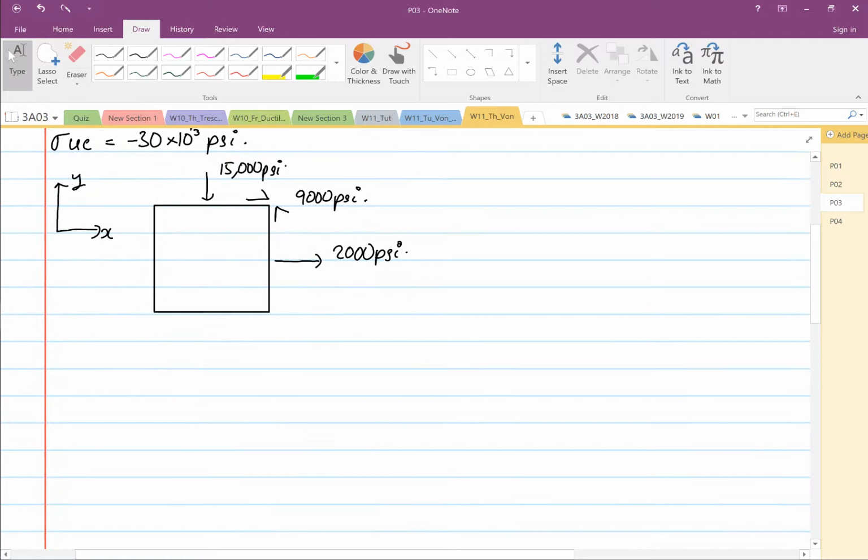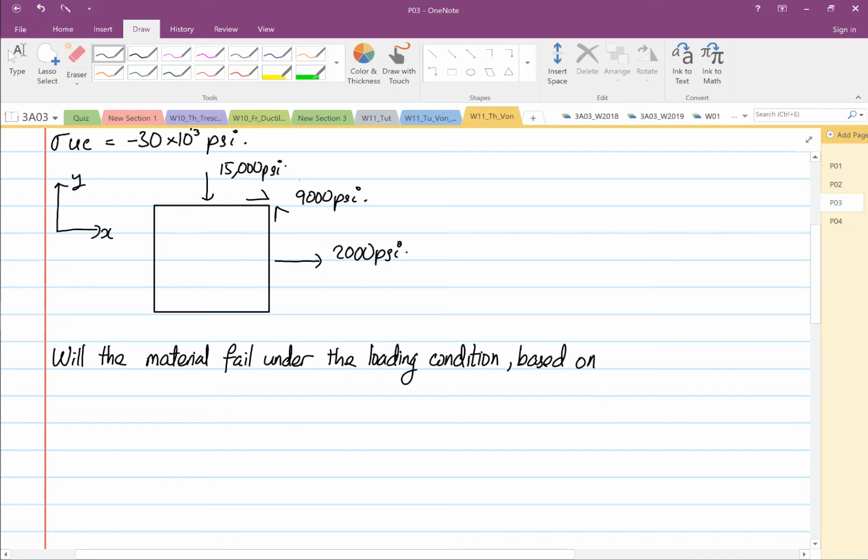So we're going to ask: will the material fail under the loading condition, based on the simplified Mohr criteria?